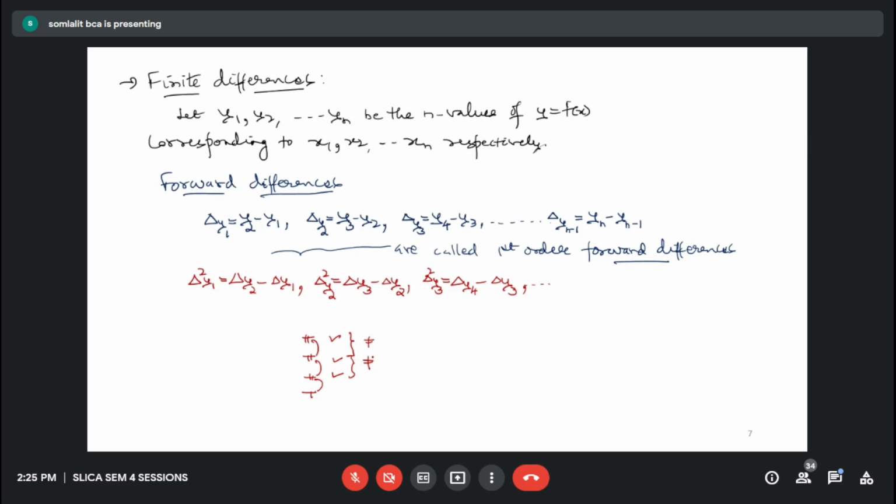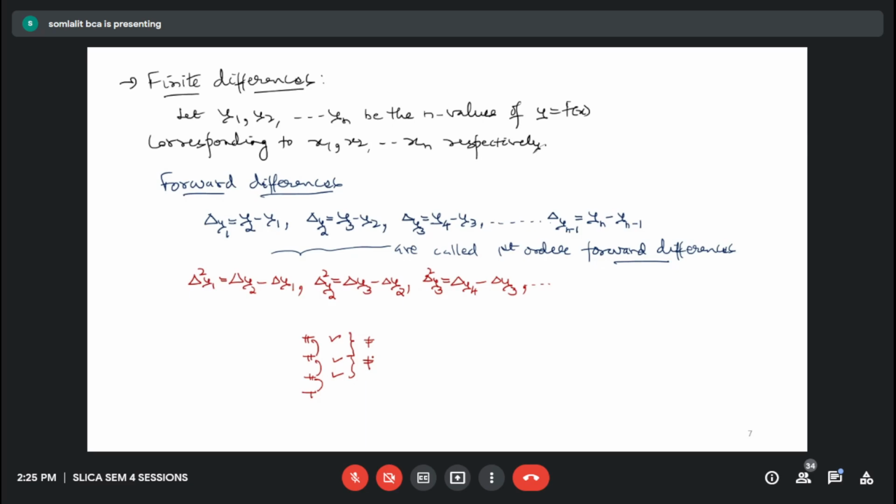If you do it one more time, again it will be one less of what you have in the previous case. So if I do one more time here, let me write one more. These are nothing but which order forward differences now? Now it will be of third order. Yes. So this is delta square y2 minus delta square y1. So this is nothing but the delta cube y1.